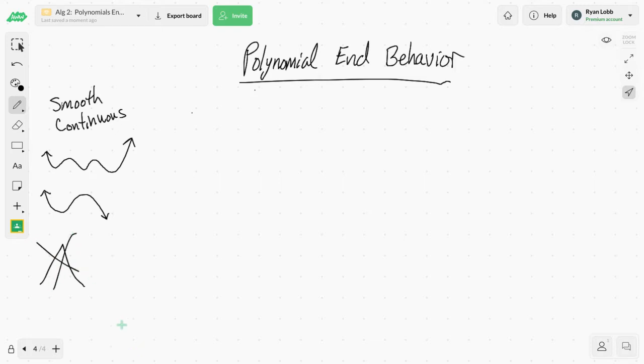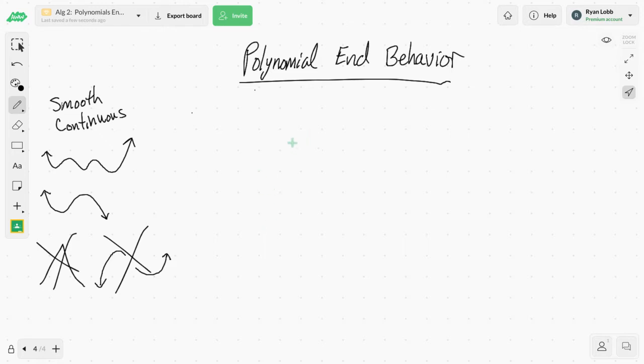Clearly this would not be smooth, so that's not a polynomial. This one is nice and smooth and rounded, but there's a jump here, so that's not continuous. There's a little break in the graph. So any polynomial function, when you graph it, will be nice and smooth, rounded, and continuous.